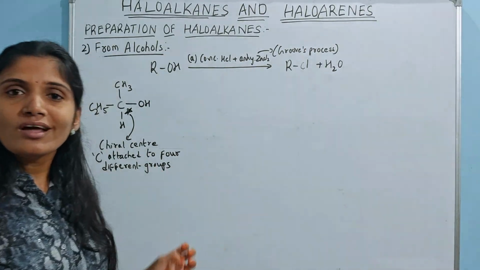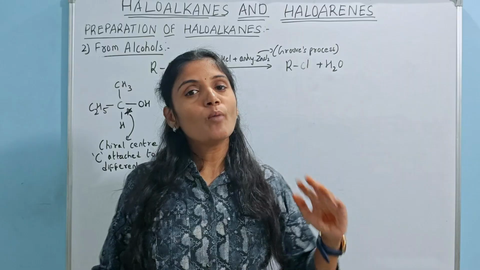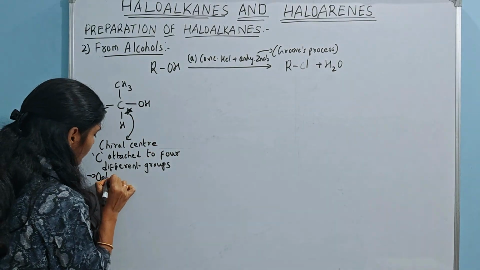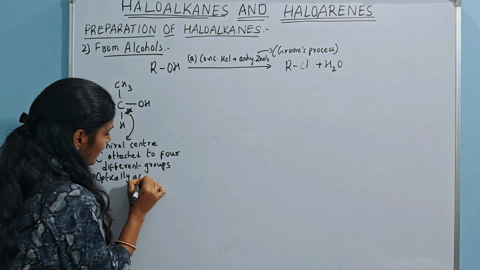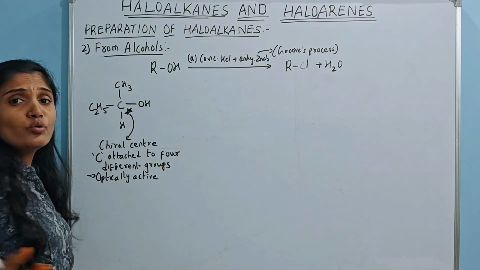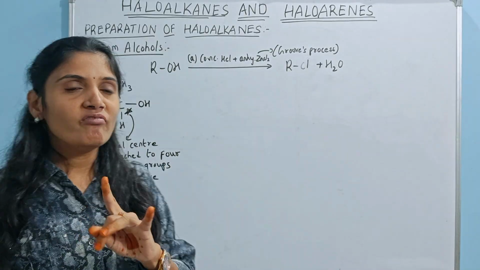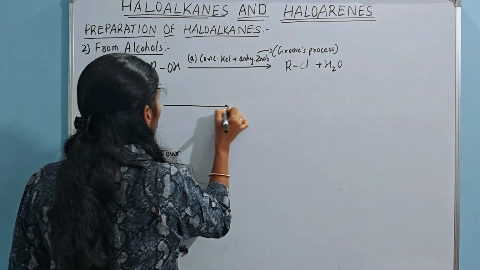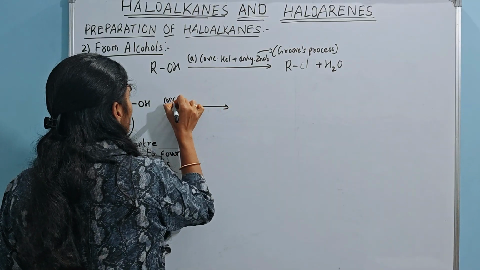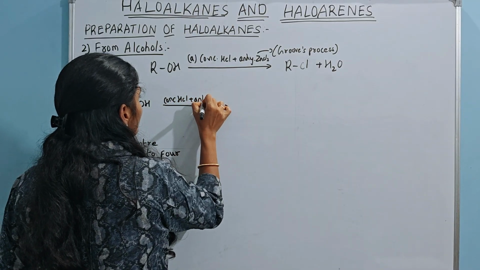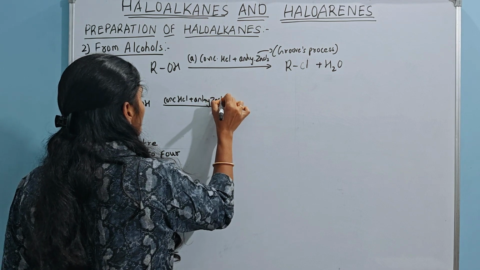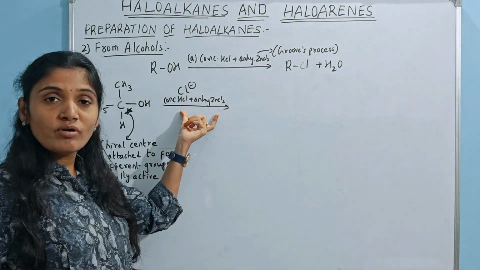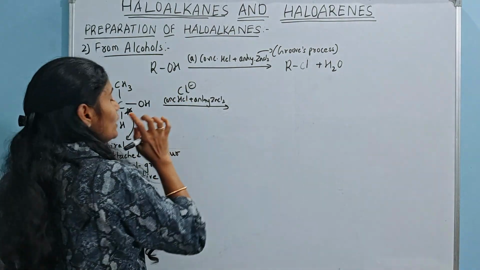This is a chiral compound. Now you people know chiral compounds are optically active. Now you can understand stereochemistry in a better way if I take a chiral compound. Here what should I take? I will take my Lucas reagent, concentrated HCl plus anhydrous ZnCl₂. Now from here, what is the nucleophile I'll get from this reagent? Cl minus is my nucleophile.